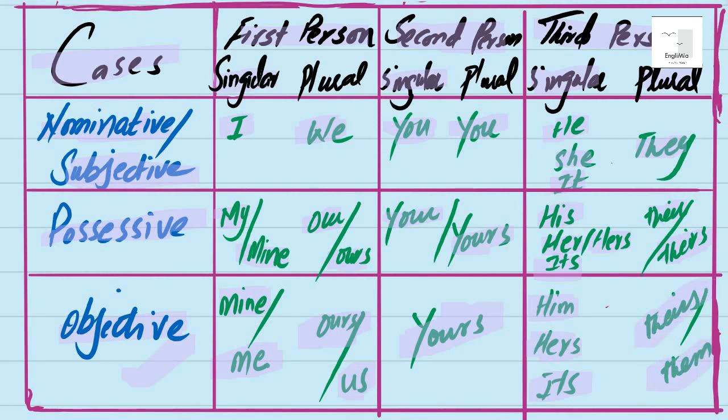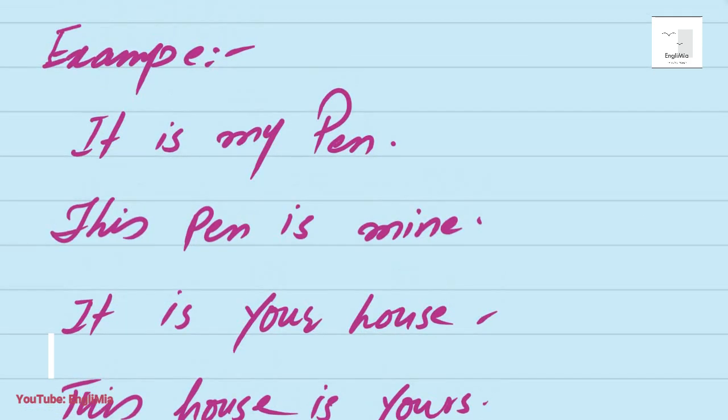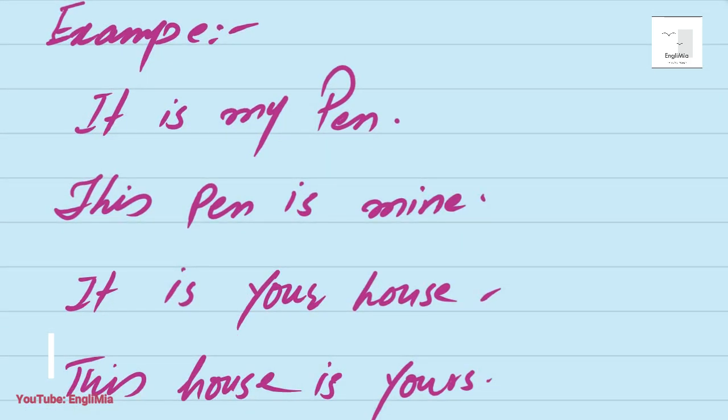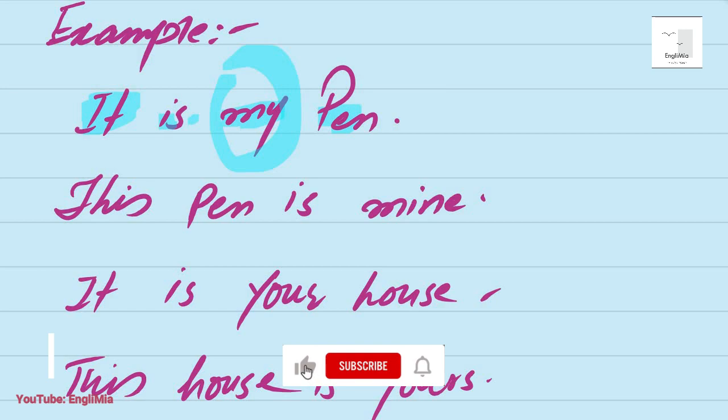Let's see a few examples so you could easily understand these cases and first person, second person, third person differentiation. Here are the examples. It is my pen. You can see that this my is showing possession. It is my pen. And we can also say this pen is mine.